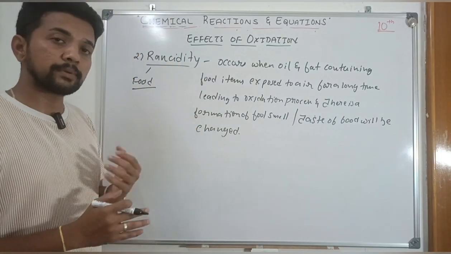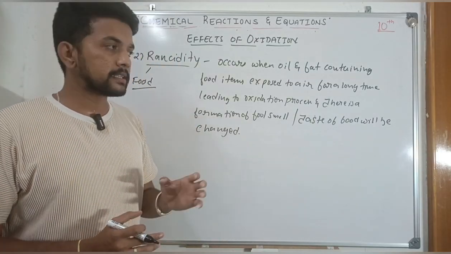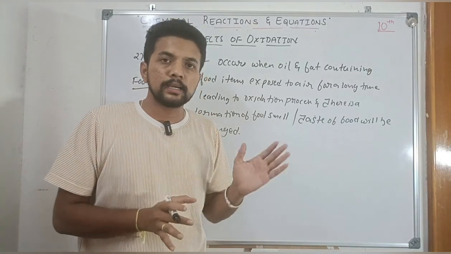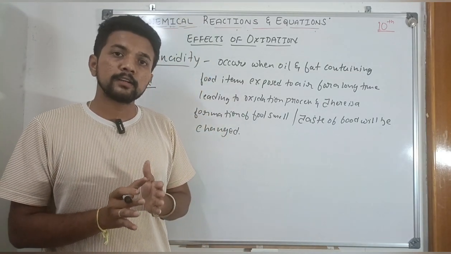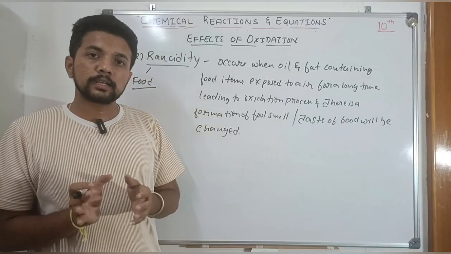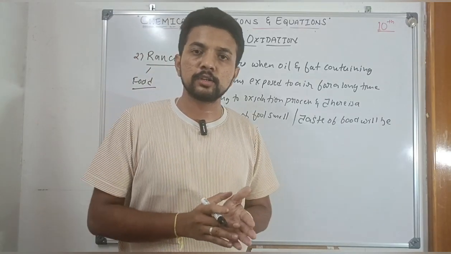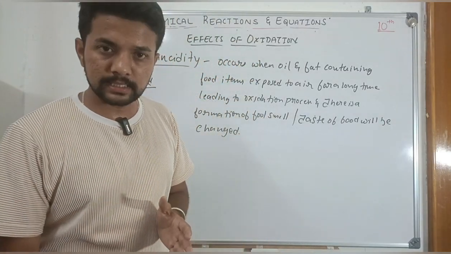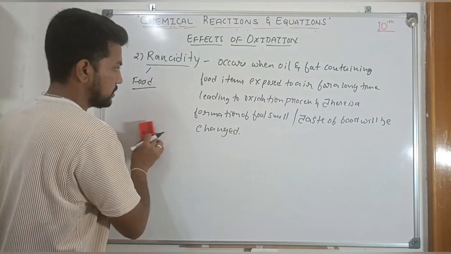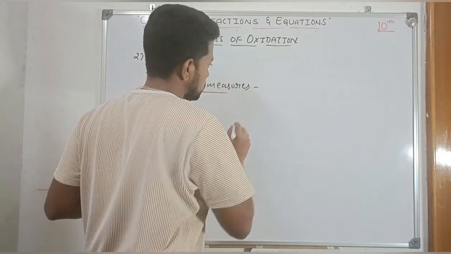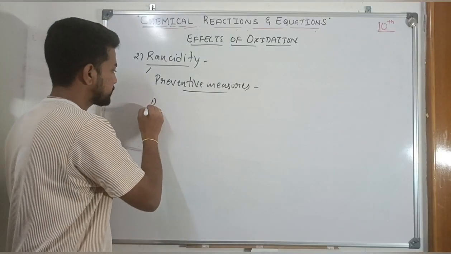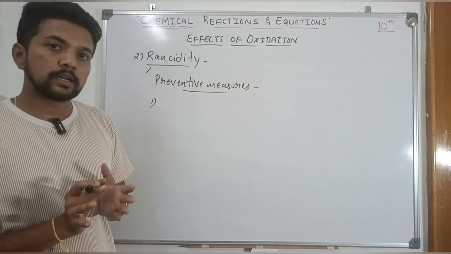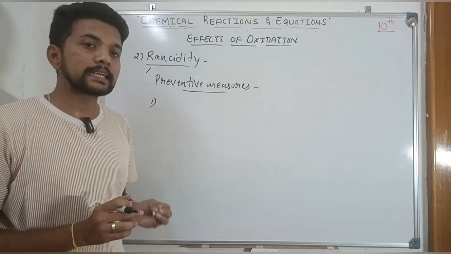So what are the preventive measures for rancidity? In case any food item becomes rancid, that food item is not fit for consumption. So how to prevent rancidity? So the methods for the prevention of rancidity are as follows. The first one is, store the food items in airtight containers.